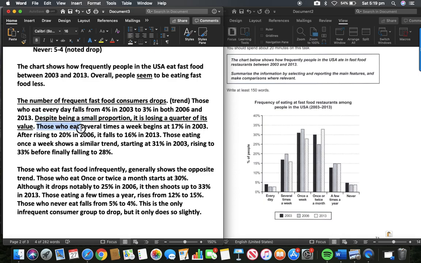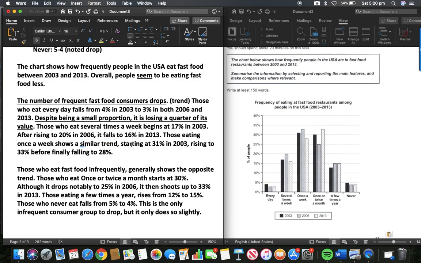Then I go on. Those who eat several times a week begin at 17% in 2003. After rising to 20% in 2006, it falls to 16% in 2013. So again, I show that overall fast food frequent consumers drop, and then I've got data. So rising trend, and then data 20%. Those eating once a week shows a similar trend. So again, what's the trend? Then I provide the data.